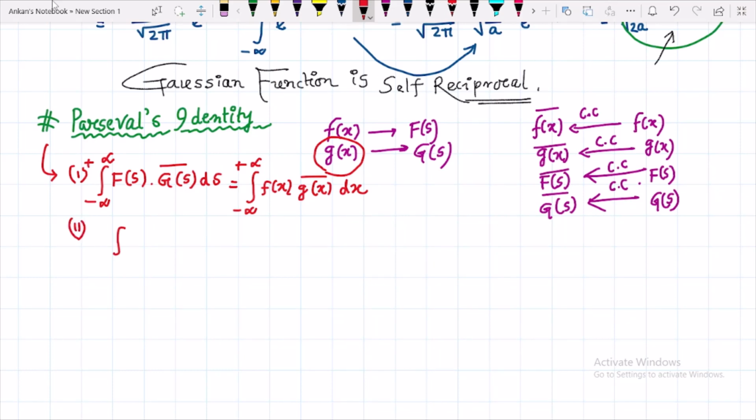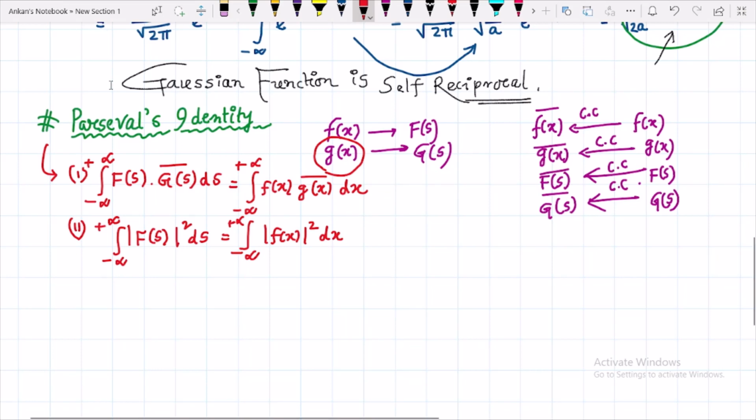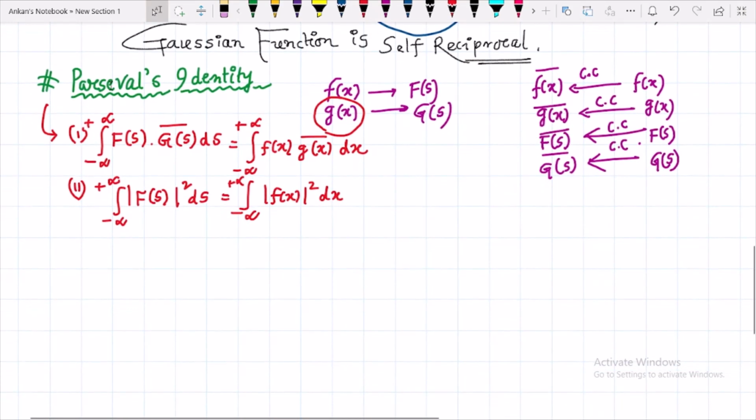But the second thing, which is very helpful and applicable from the first one, is that the integral of F(s) squared ds is the integral from minus infinity to infinity of f(x) squared dx. Both things you can find out. So let us see the proofs.